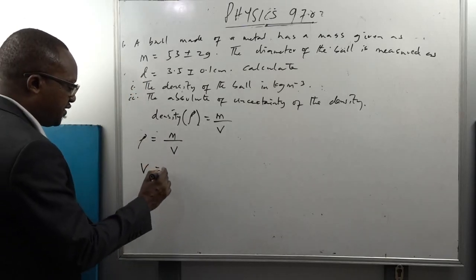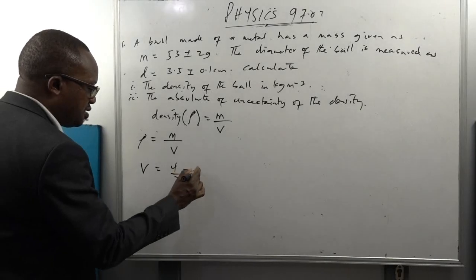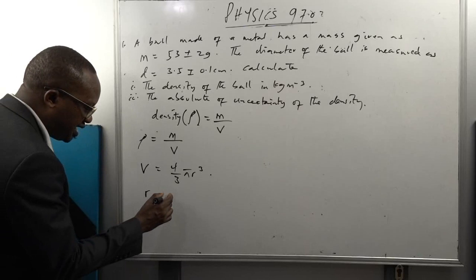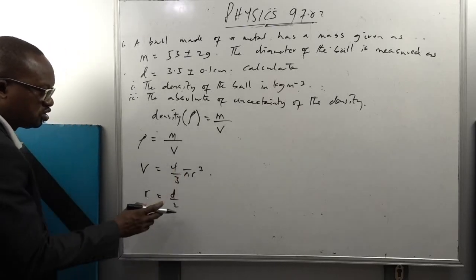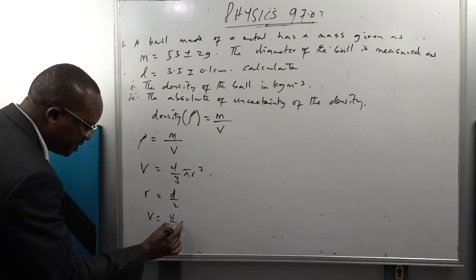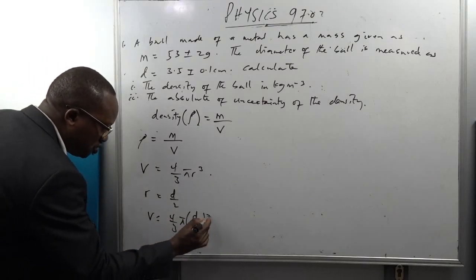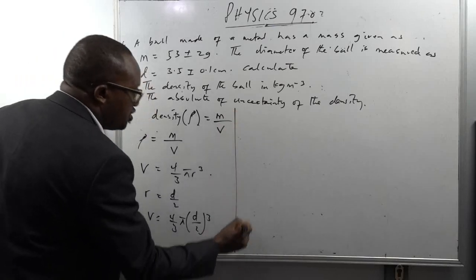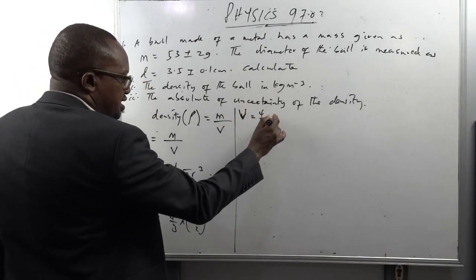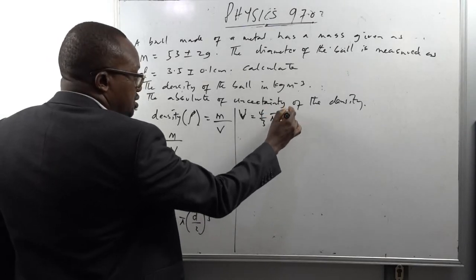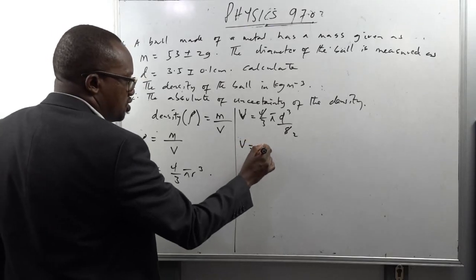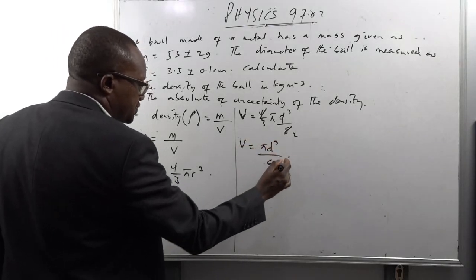The volume of a sphere is given as 4/3 pi r cube. The radius in terms of diameter is d/2. So if I substitute for this, I'm going to have volume to be given as 4/3 pi d/2 all cube. So the volume there will be given as 4/3 pi d cube over 8. This will give you 2 here. So the volume becomes pi d cube over 6.